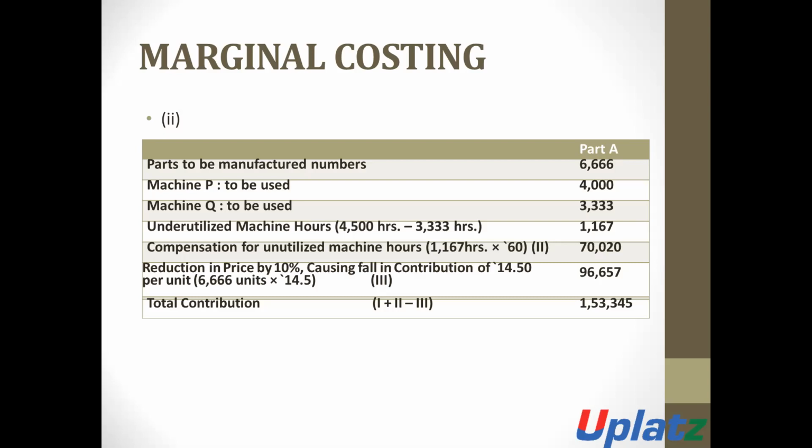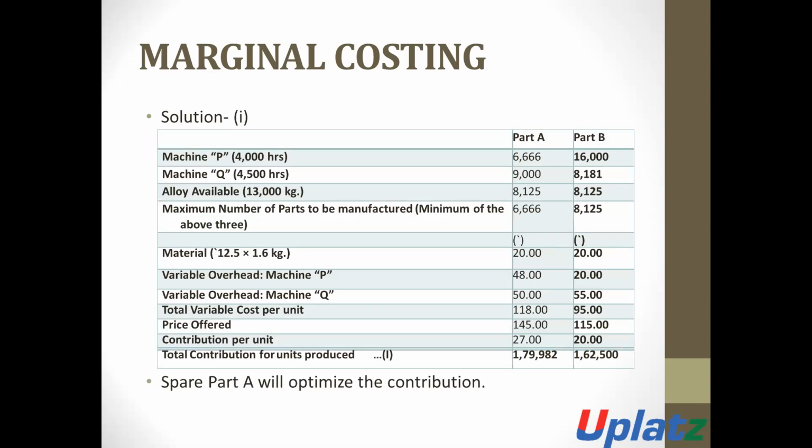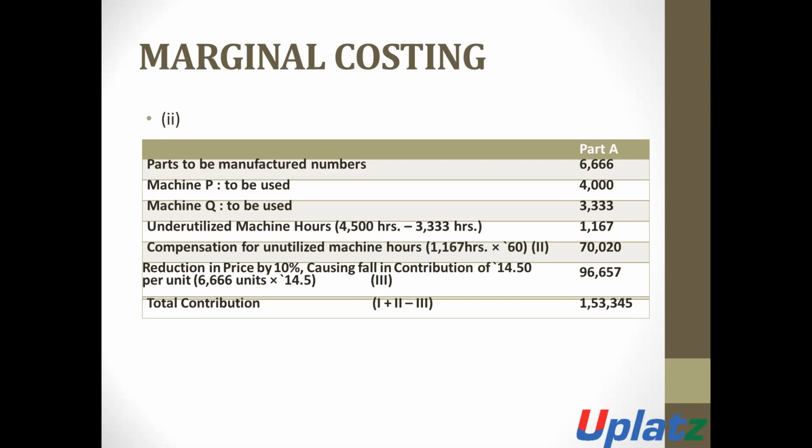Then the total amount of contribution is A plus B minus C. The total amount of contribution is 1,79,982. We will add 70,020 rupees, and we will deduct the reduction in price, 96,657, and the amount of total contribution will be 1,53,345. 1,53,345 is the amount of total contribution after the reduction in price by 10%.